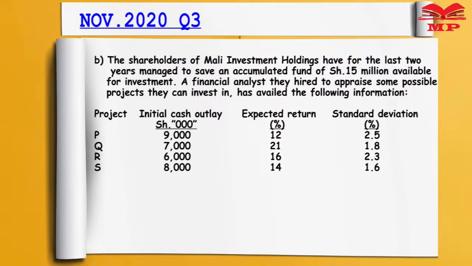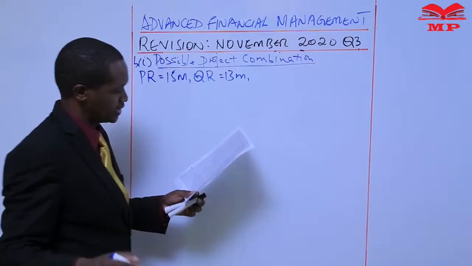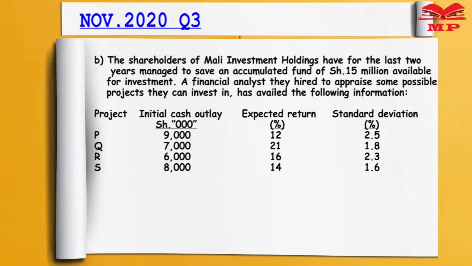The next one will be project Q and project R. The total initial cash outlay will be 7 million plus 6 million, which is equal to 13 million. Another combination is project Q and project S. The total initial cash outlay will be 7 million plus 8 million, which is 15 million.